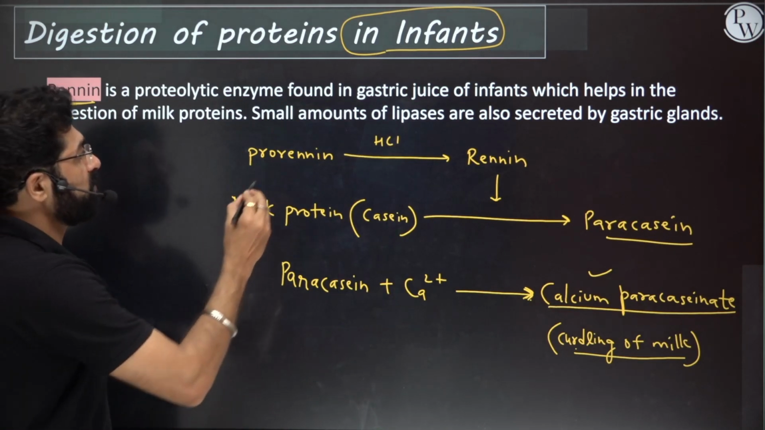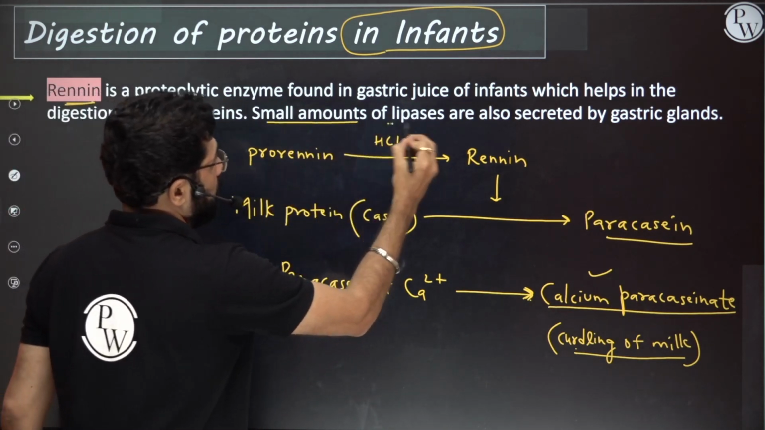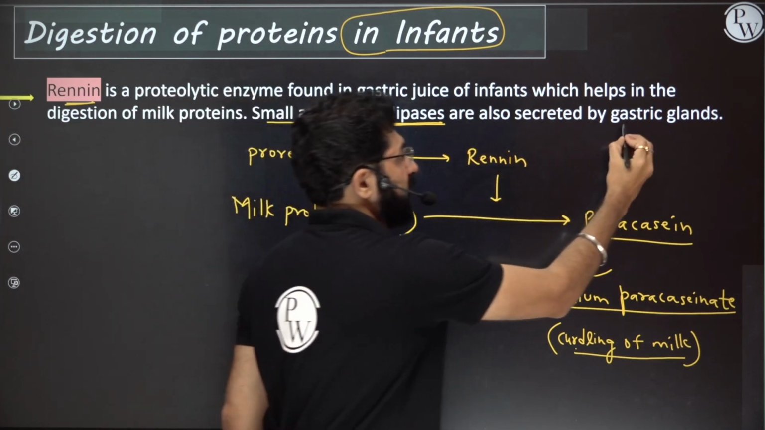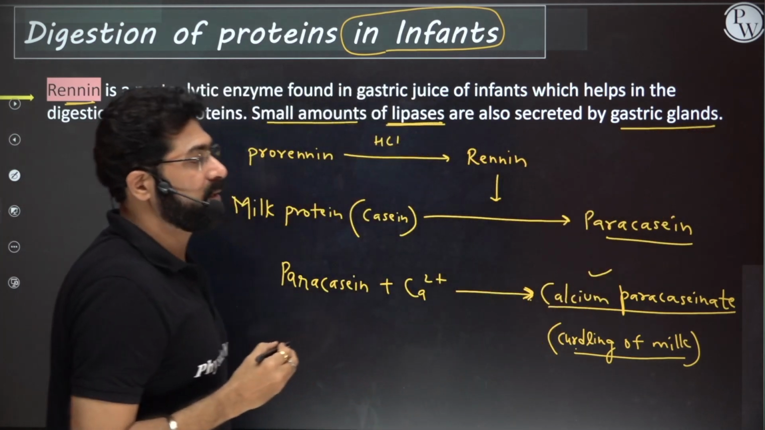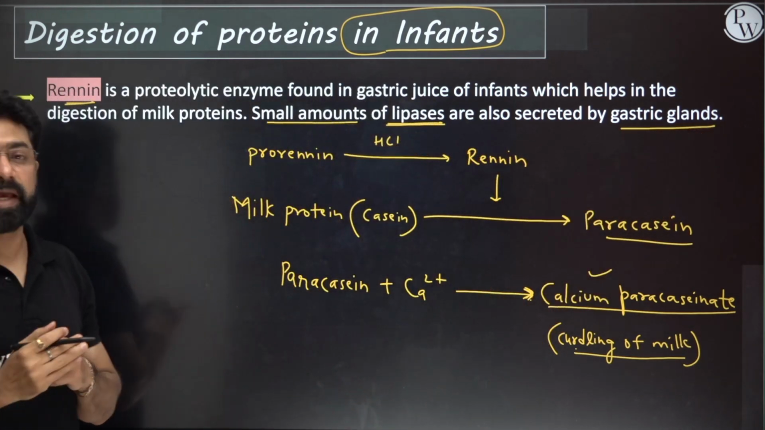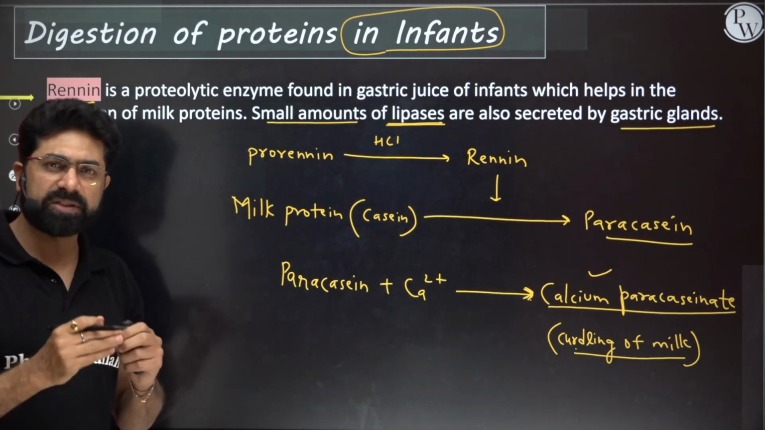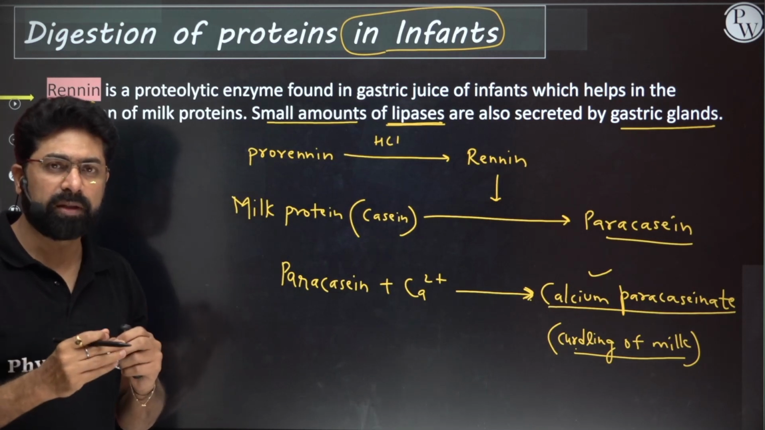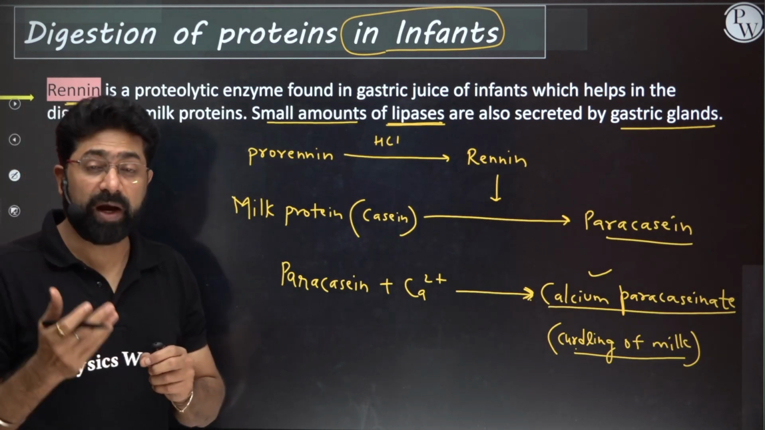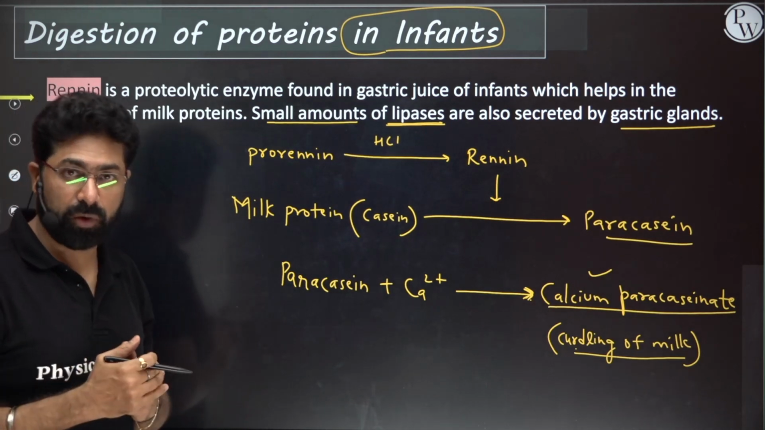Now, a small amount of lipases are also secreted by gastric glands. This is also an important point. Some small amount of gastric lipase also comes from gastric glands, but has very little role in the digestion of fats, because fats do require a little bit of emulsification also.